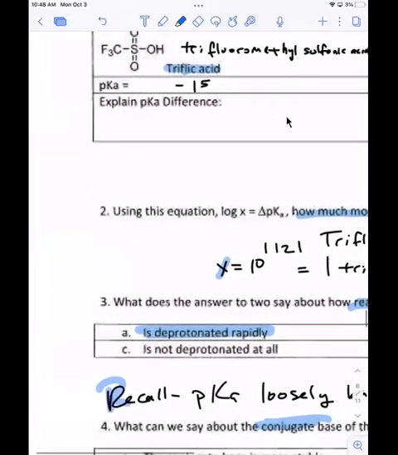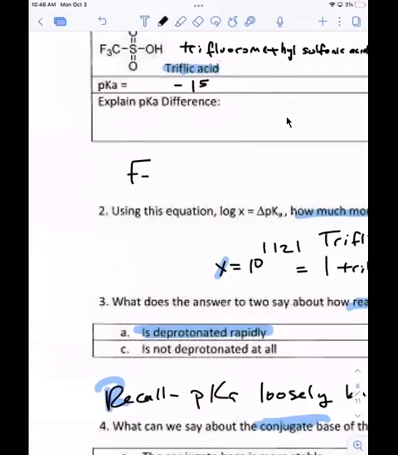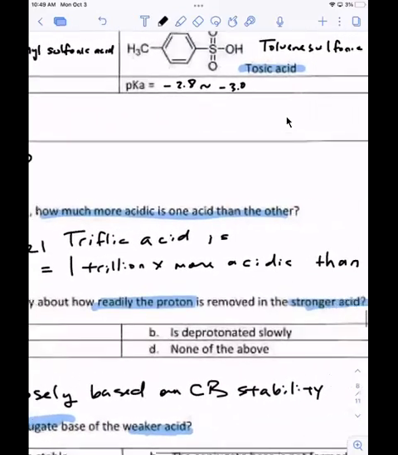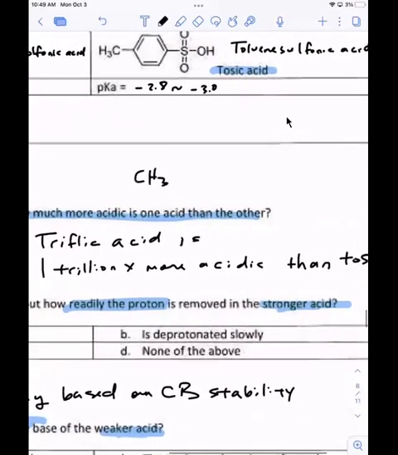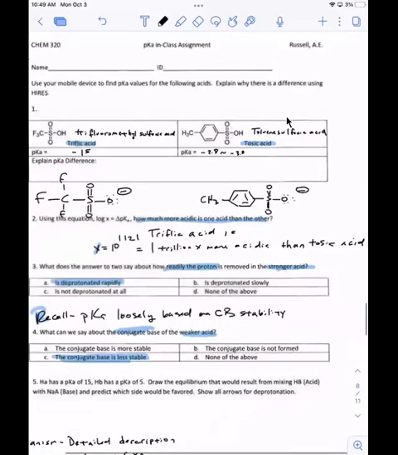This is triflic acid's conjugate base. Let me write this out so it'll be even more dramatic. So we got 3 fluorines out here. This is negative. And then this is toxic acid's conjugate base. That's negative. All right. How are we comparing these?